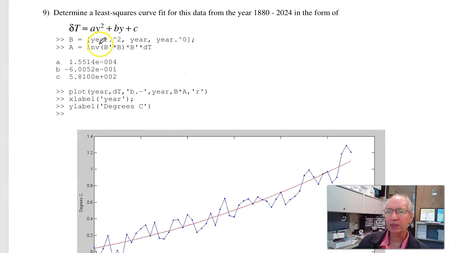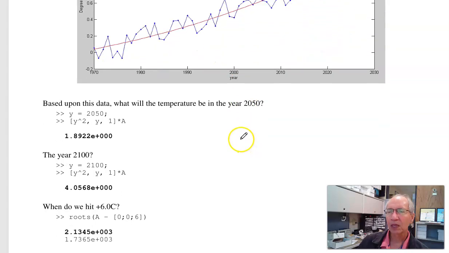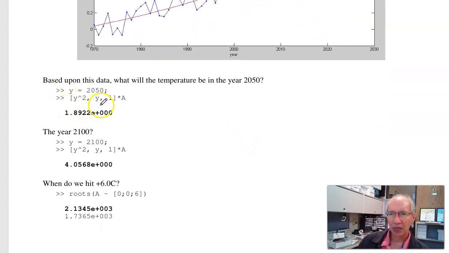If I do a parabolic curve fit, I change the basis to year squared, year, and 1, same procedure. There's the parabolic curve fit, a little bit of a bend to it, a little bit better curve fit. When you take Random Processes, I can do an F-test to determine whether that term is warranted given the data. We'll leave that again for another course. With a parabolic curve fit, in 2050 I'll be 1.89 degrees warmer, 4 degrees Celsius warmer in 2100, and in 2134, 6 degrees Celsius warmer.